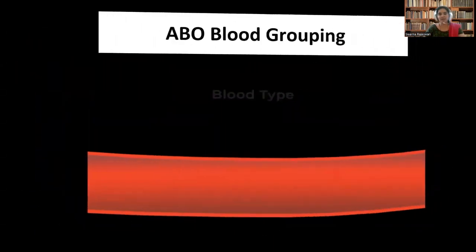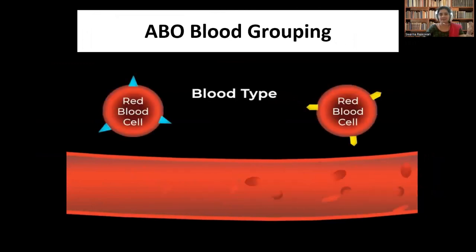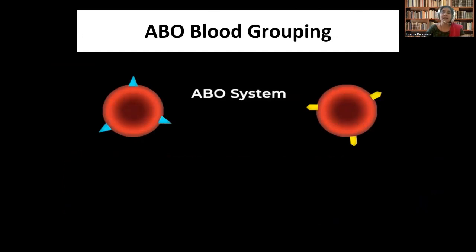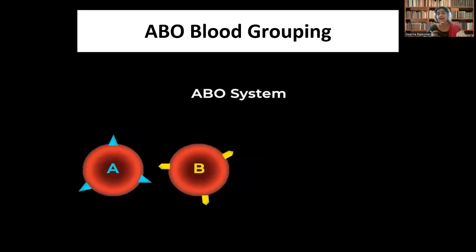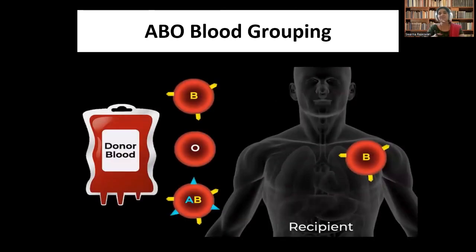So again coming to ABO blood grouping, we have seen four types of blood group: A, B, AB, and O, depending upon the type of antigen present on the surface of the RBC. If A antigen is present, then it is A group. If B antigen is present, it is B group. If AB is present, it is AB group. If no antigen is present, it is O group.